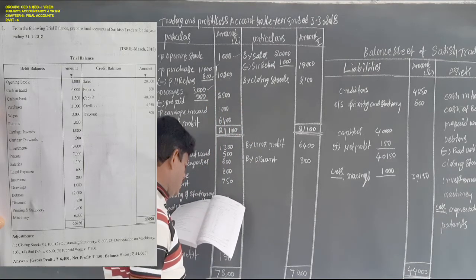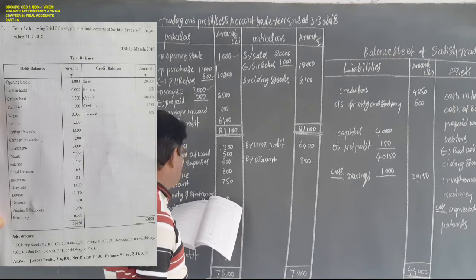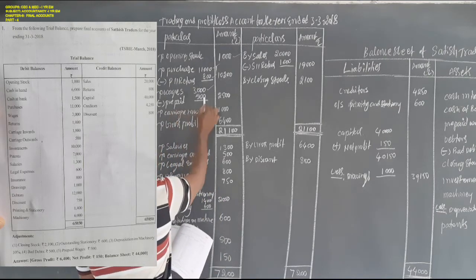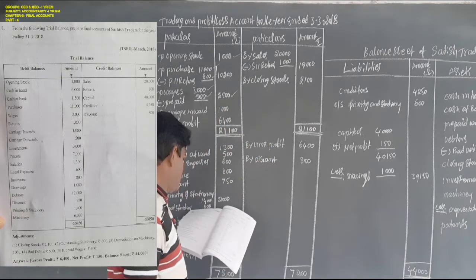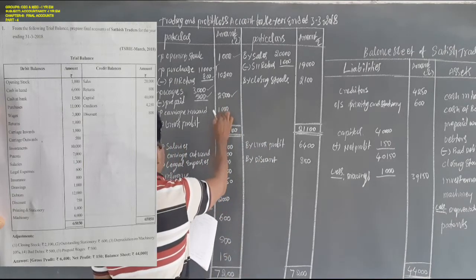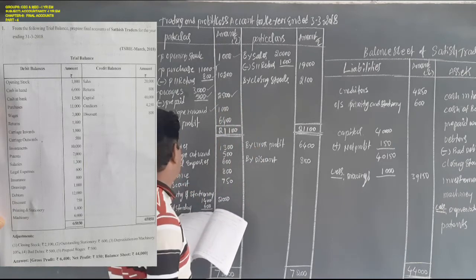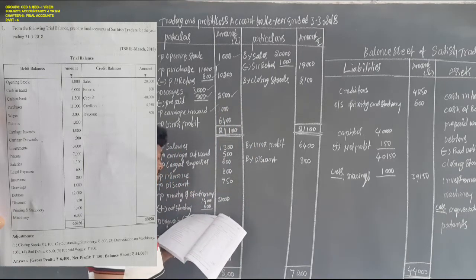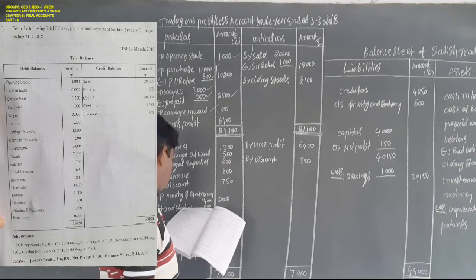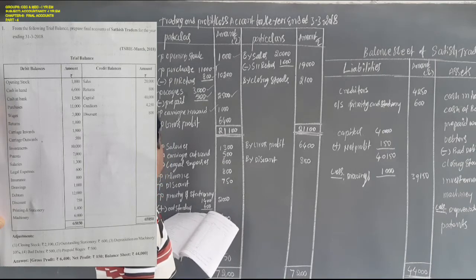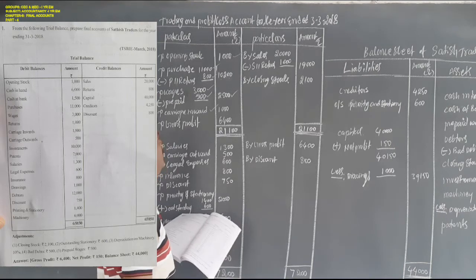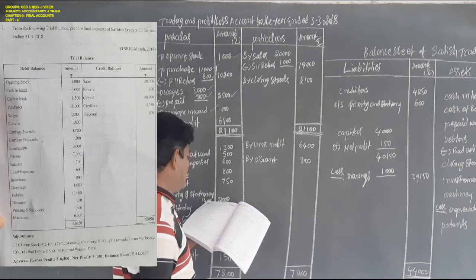In adjustment, they have given prepaid wages. So prepaid 500 rupees deducted, 2,500 rupees. Next, carriage inward. This is a carriage inward. It must be recorded on the debit side of the trading account. Next, all trading account debit side related aspects are also recorded on the debit side. Come to the credit side.